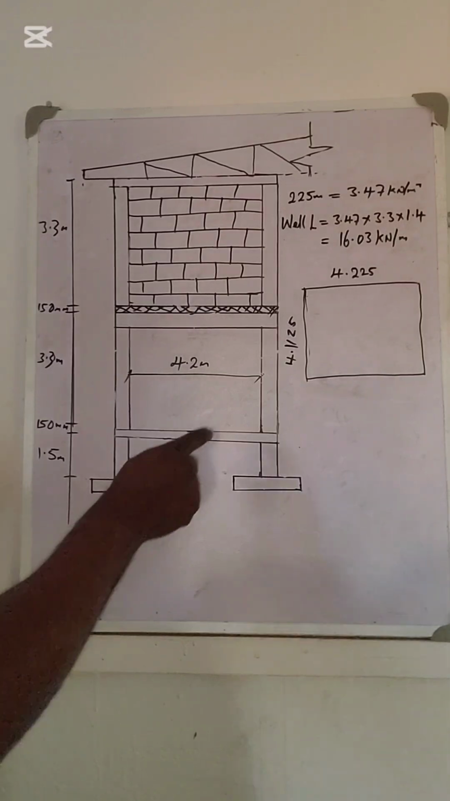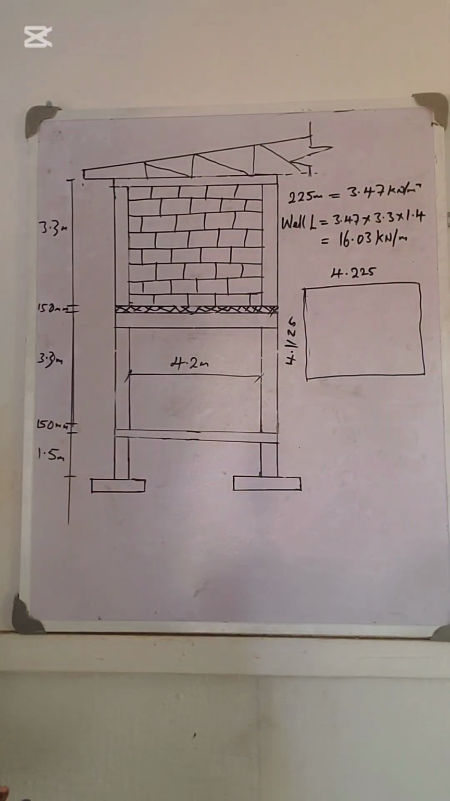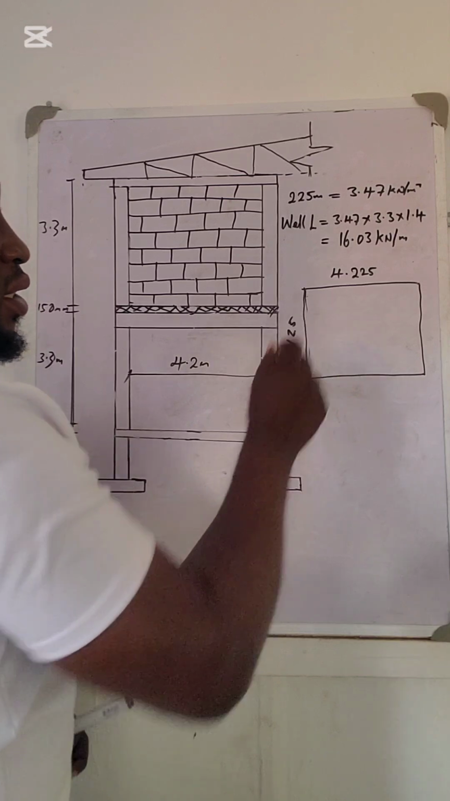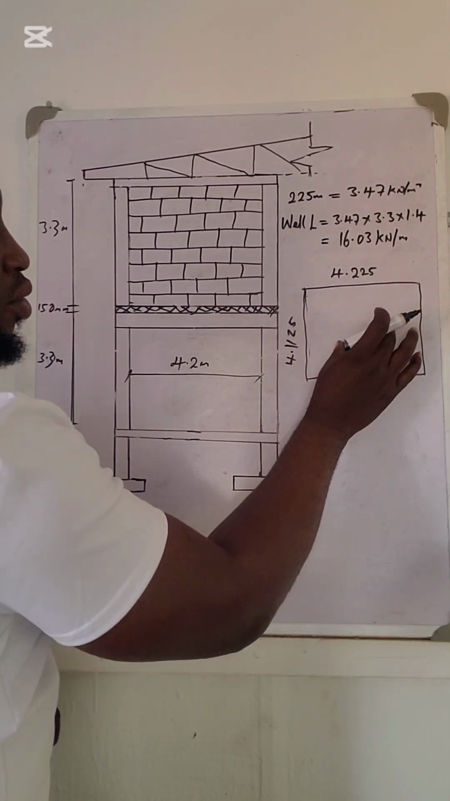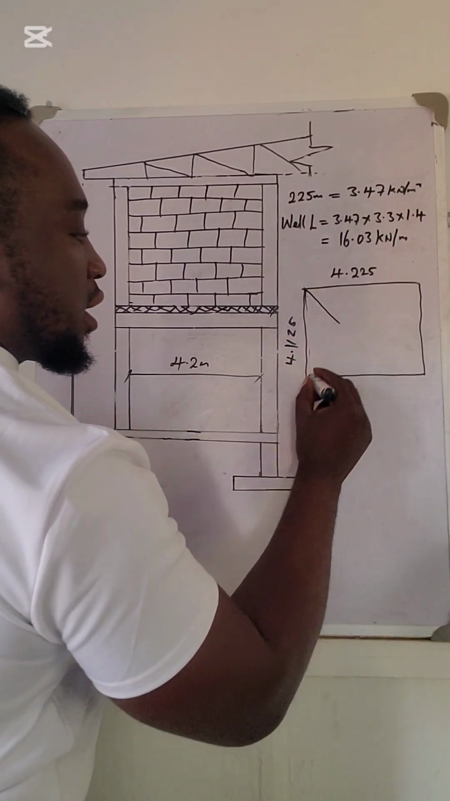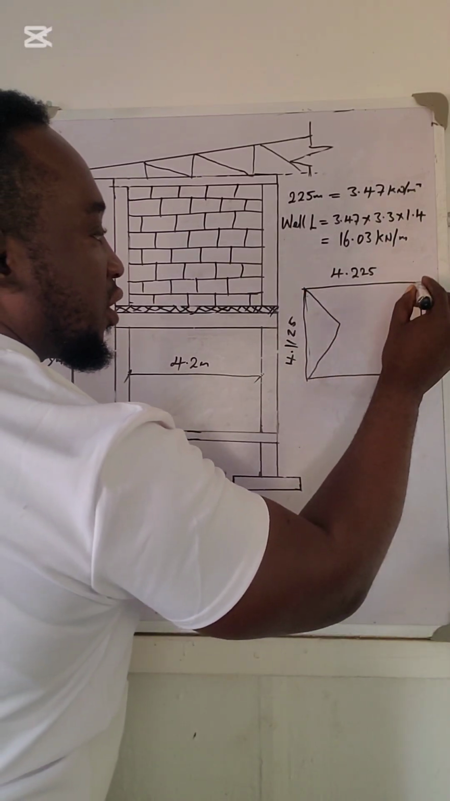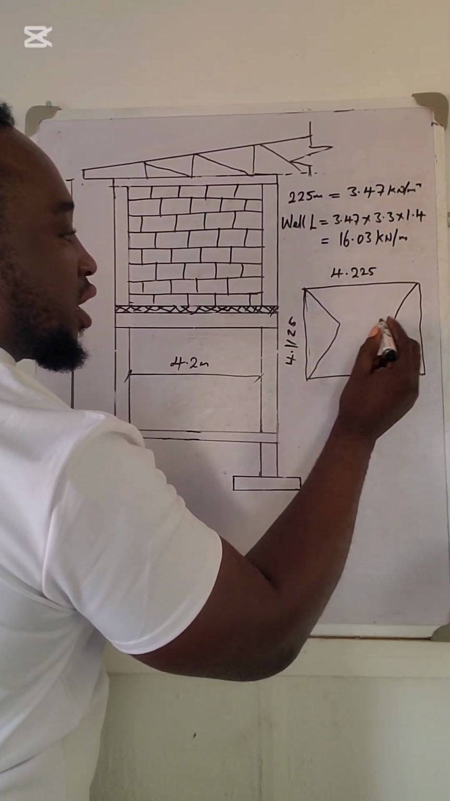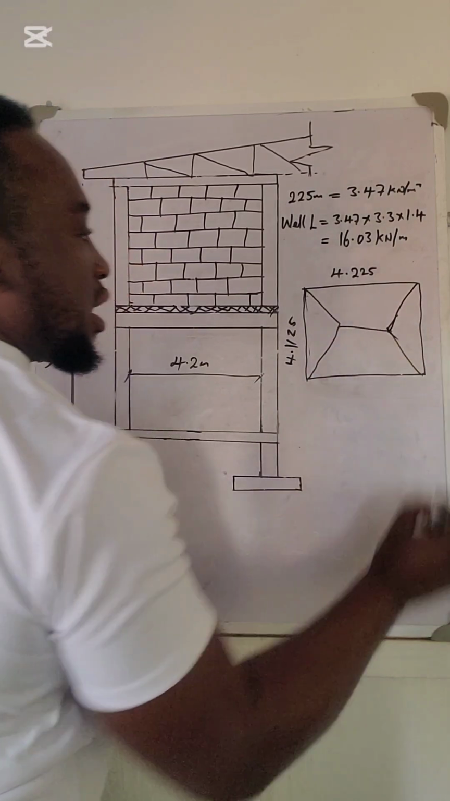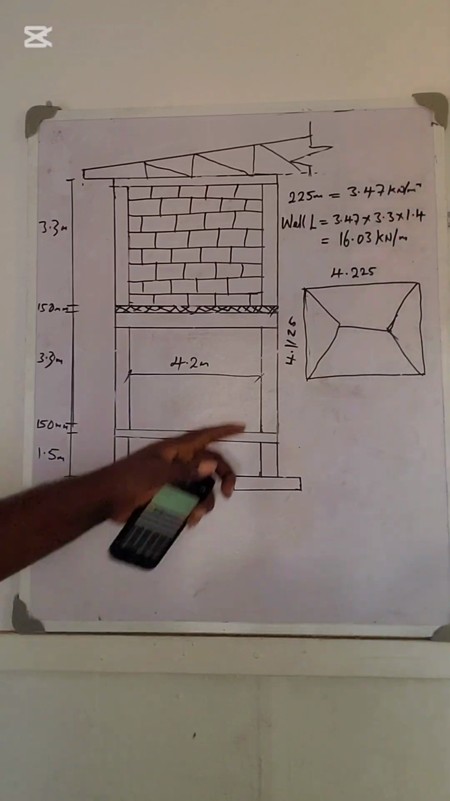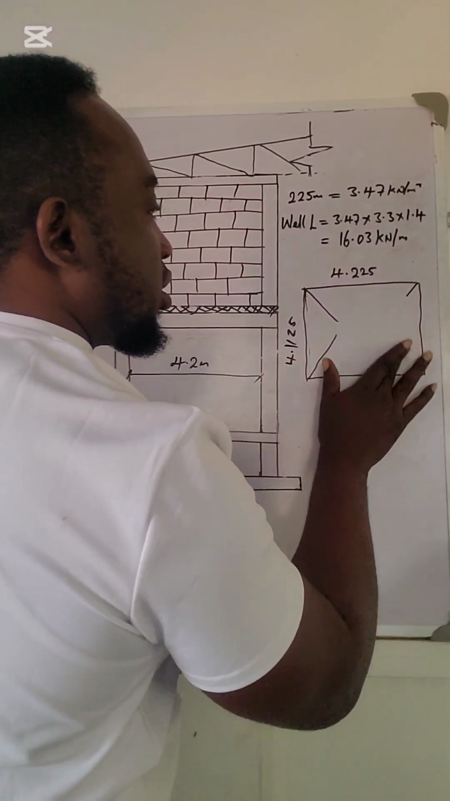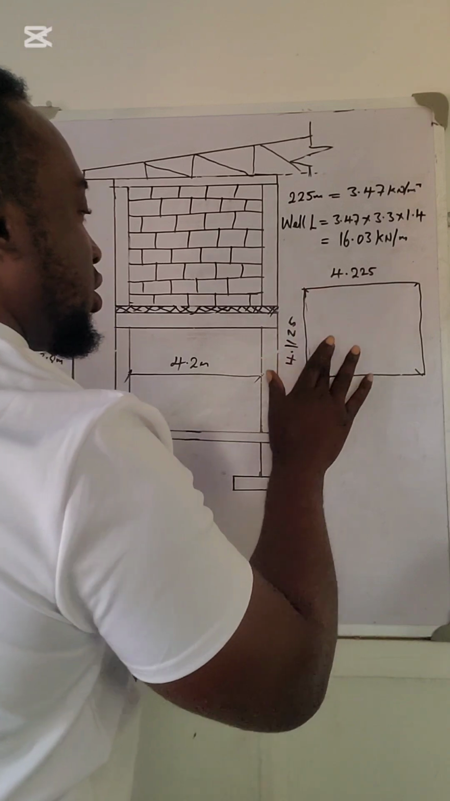Now this is a two-way spanning slab. The way the slab will distribute the load to the beam is like this, at an angle of 45 degrees. Don't mind my sketch. Let me draw it very well, please.